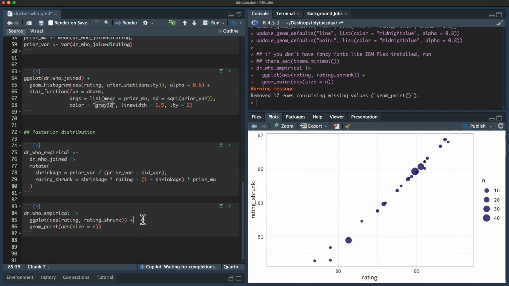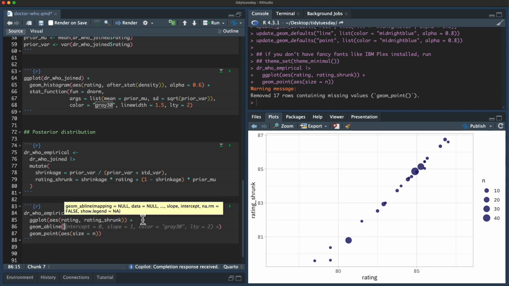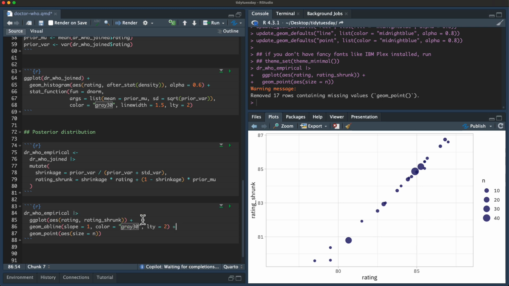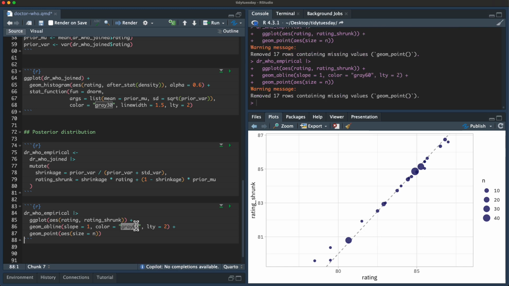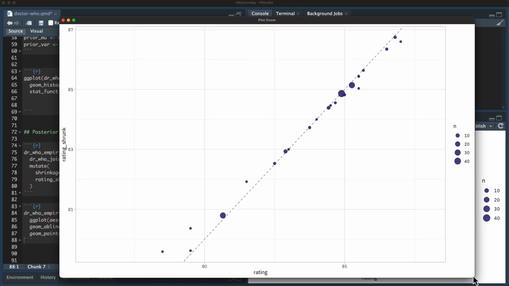Let's put a diagonal, a slope equals 1 line, on this. So we're going to say slope equals 1, something like this. So this is the slope equals 1 line right here. Let's zoom in a little bit so we can look at this better.